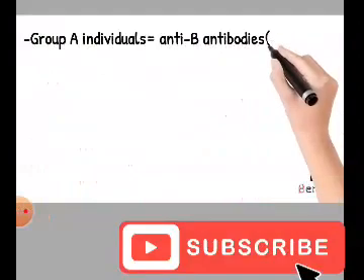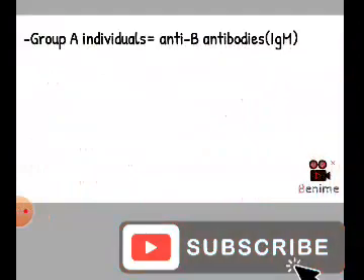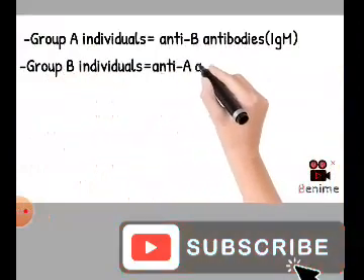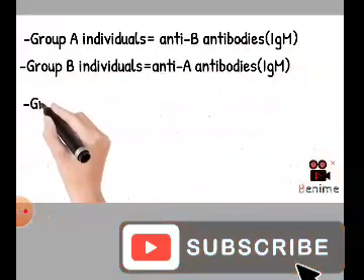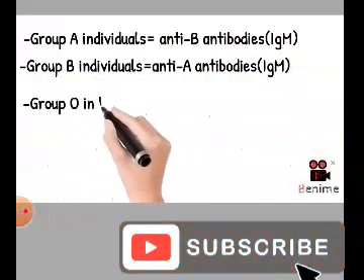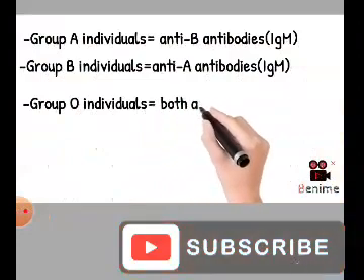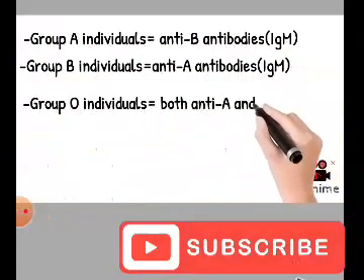The other very important concept is that an individual with group A red blood cells can have only anti-B antibody. If a group A individual had anti-A antibody, antigen A and anti-A would interact with each other and hemolysis would occur. So group A individuals only have anti-B antibody, group B individuals have anti-A antibody, and group O individuals have both anti-A and anti-B antibody, because these individuals have no antigen A and antigen B.